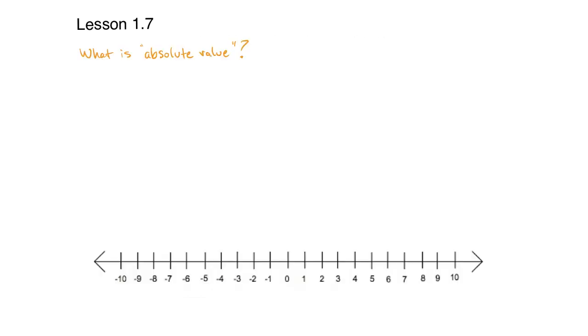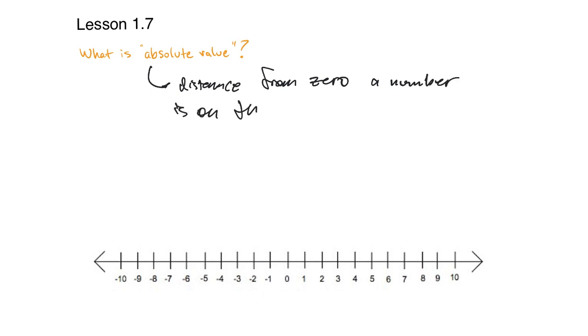So what is absolute value? Absolute value is really the distance from zero a number is on the number line. So what does that look like? Let's say the absolute value of x equals 4. That means x is some number that's 4 away from 0.